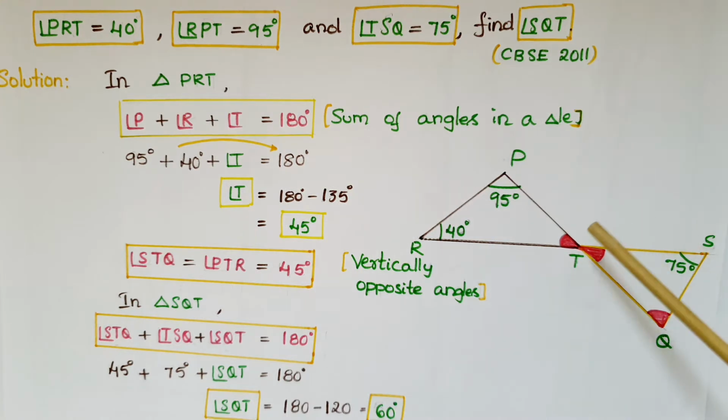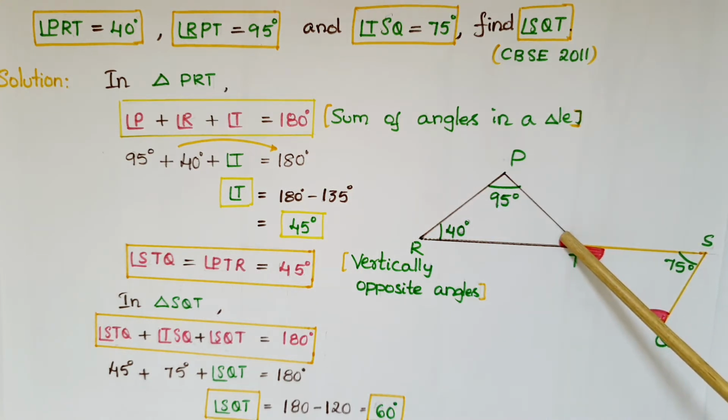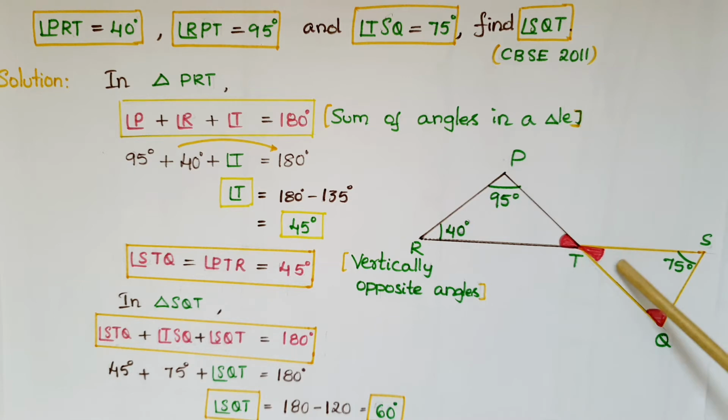Once you get the value of angle T, that is 45 degrees, these two angles are vertically opposite angles, so they are equal. So this angle is also 45 degrees. Then if you see this triangle TQS, we know this angle is 75 degrees and we have just calculated this value, 45 degrees. So it is 180 minus (75 plus 45), that is 60 degrees. So angle SQT is 60 degrees.